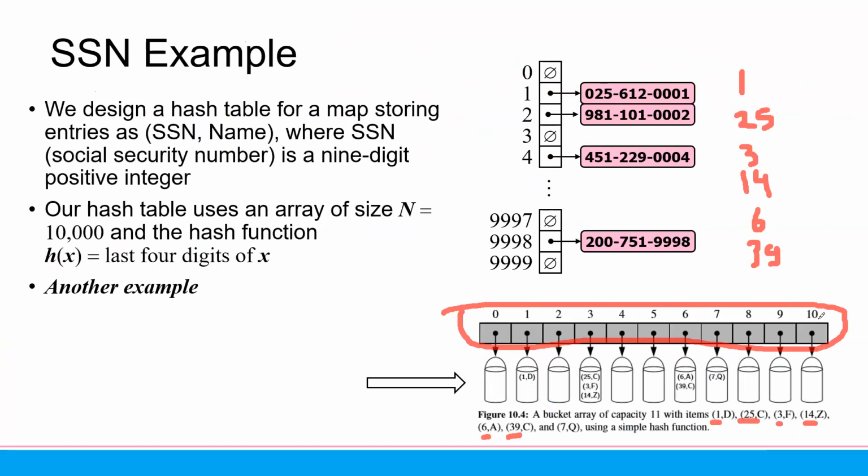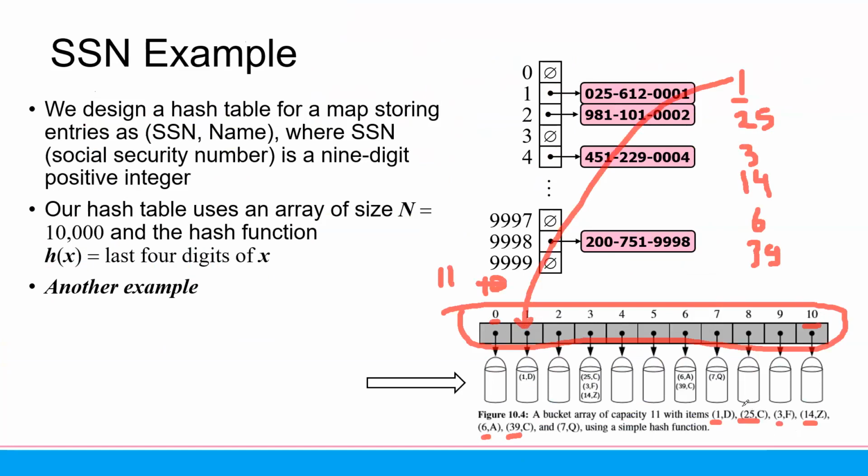But I have only 10. Sorry, I have 11, because it starts from 0 until 10. So it means the size is 11. Now I want to put 1. Because the key is from 0 until 10, I can just put 1 in index 1.